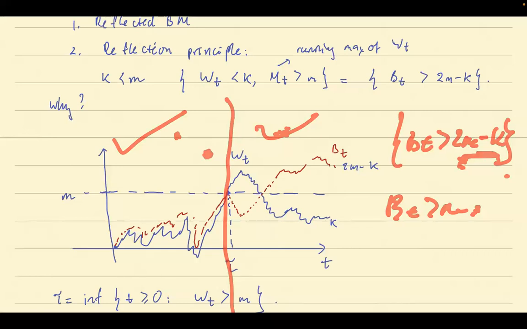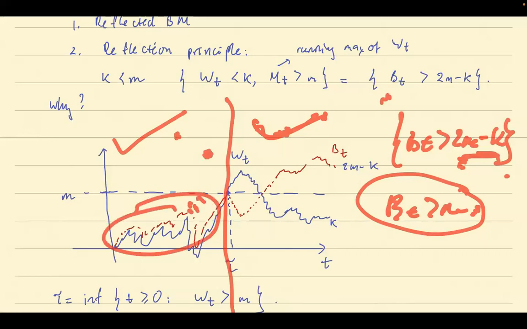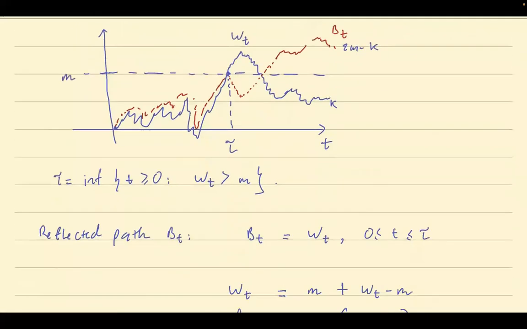Okay, so very good, right? Exactly. That BT is bigger than M really means we have to be on the right hand side, because if on the left hand side, by definition, BT is WT, so it must be less than M to begin with. Got it? So that's exactly where we use K less than M. All right, so let's write that down.